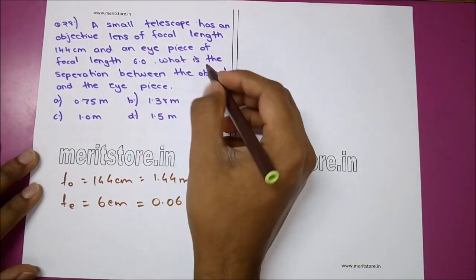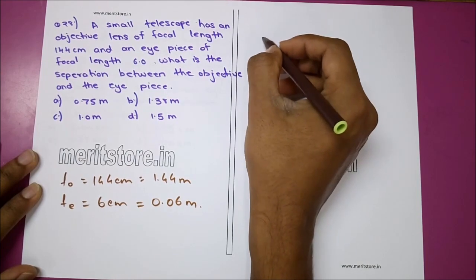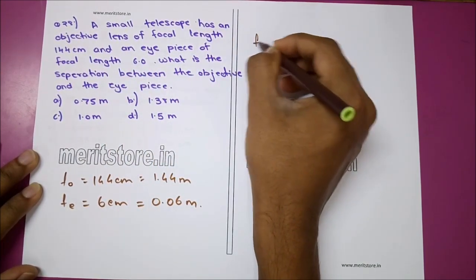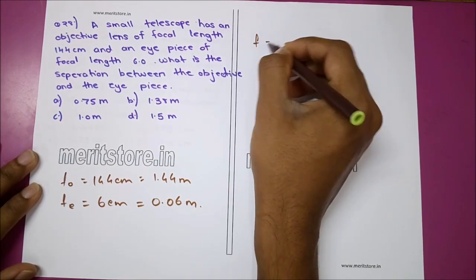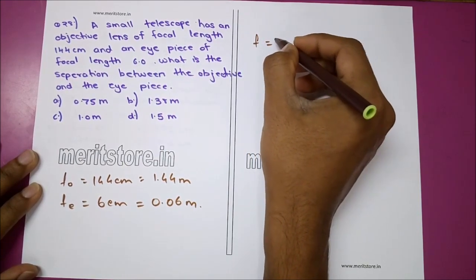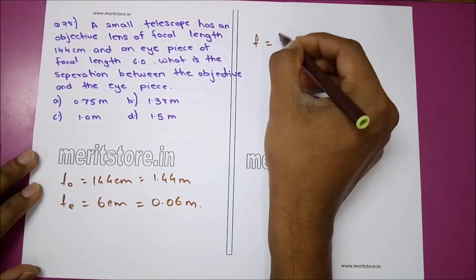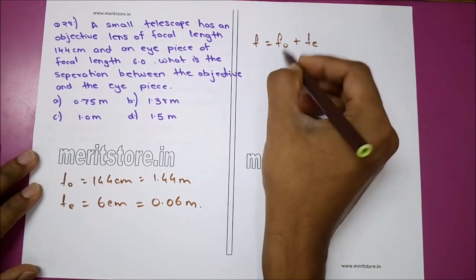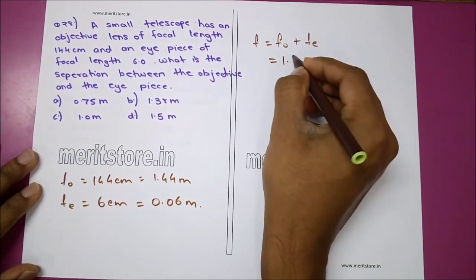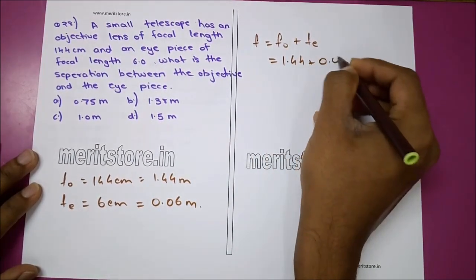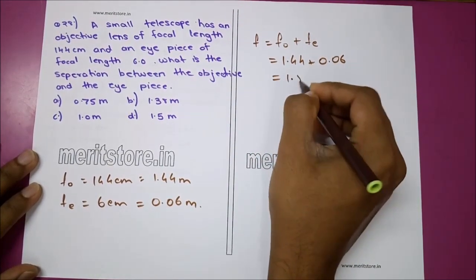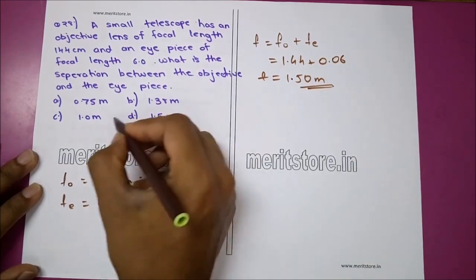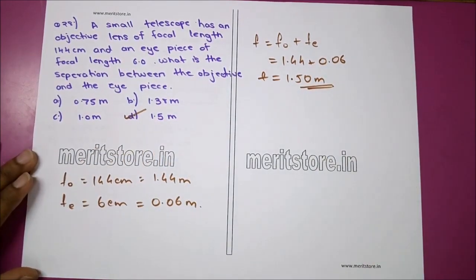Now the separation between the objective and the eyepiece lens is nothing but the length of the telescope tube, which is objective focal length plus eyepiece focal length. That is 1.44 plus 0.06, so it is 1.50 meters. Hence this is the separation between them. Hence option D is the correct answer.